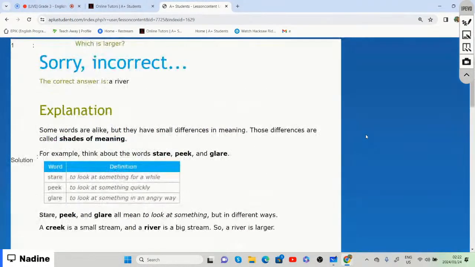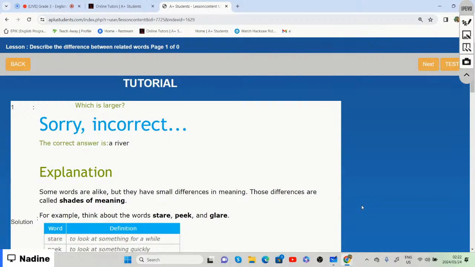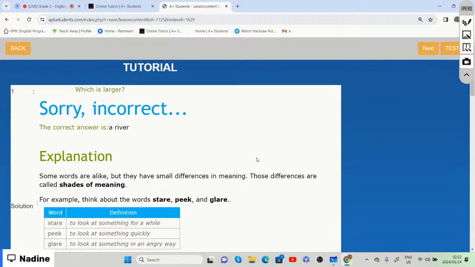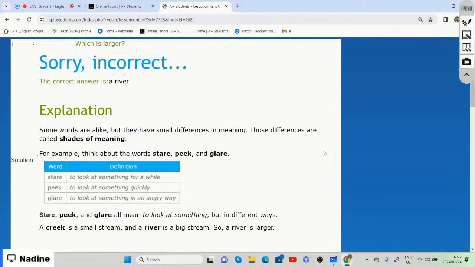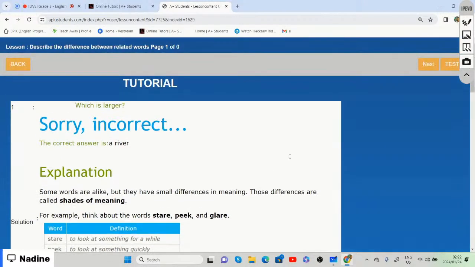And remember, when it comes to shades of meaning, we said that sometimes the words are kind of the same, but the meanings are also different. So now, if we look at the first question, it wants to know which one is larger. So which one is larger between a river and a dam? A river and a dam.